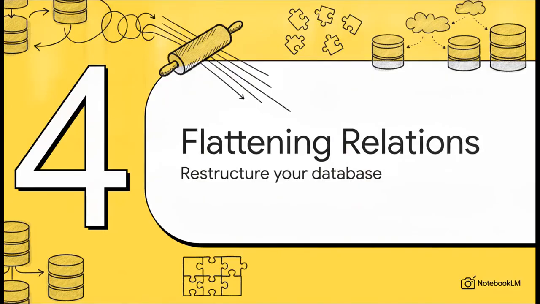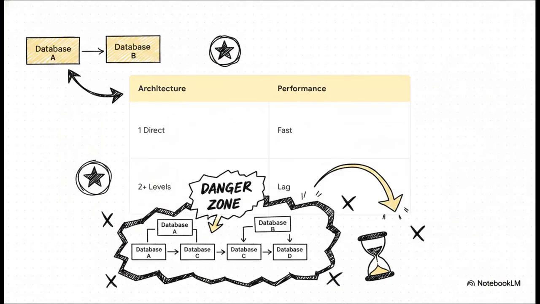All right, on to section 4, flattening deeply nested relations. Time to restructure that database hierarchy. Now, even with snapshots doing a lot of the heavy lifting, you still have to manage how your databases talk to each other. With newer updates to Notion's formula language, you absolutely can fetch data from multiple layers of related databases. But hey, just because you can doesn't mean you should.